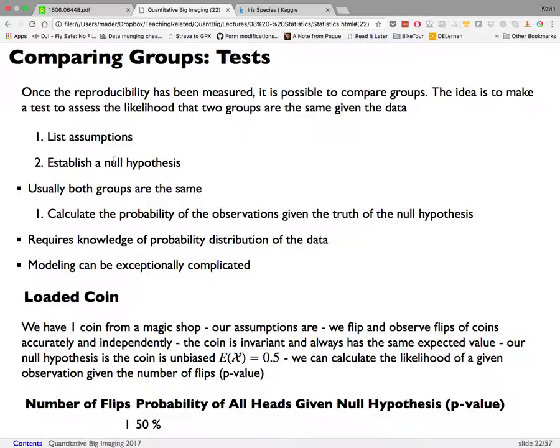And this modeling can be very, very complicated, which is why the t-test is used so often, because it's a very easy tool. It's a function in Excel, you can just apply it and you get some number out, which makes it look like you know something about statistics.